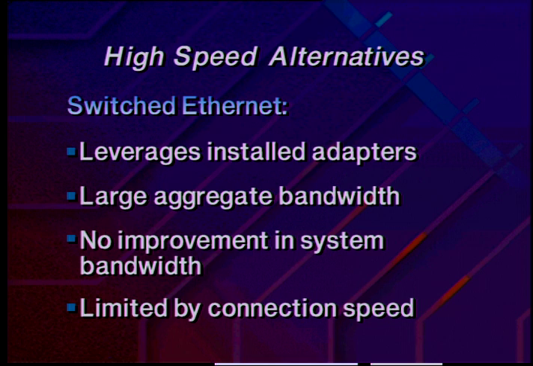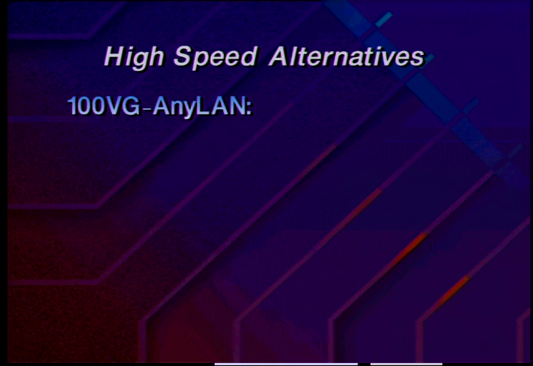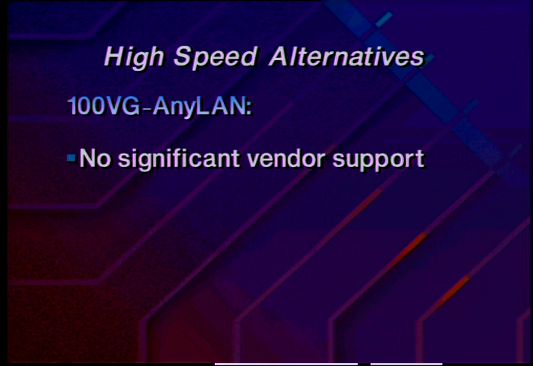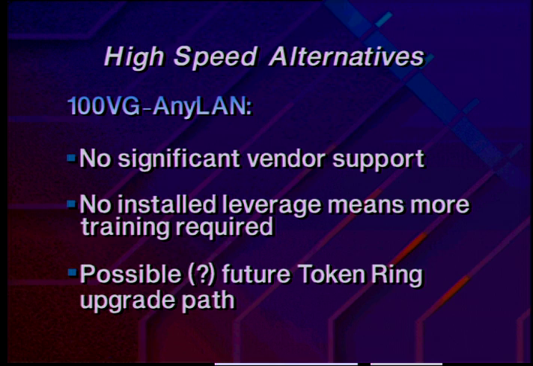Another alternative is 100 VG AnyLAN. This solution is sometimes referred to as fast Ethernet, even though the underlying media access has nothing to do with the CSMA/CD, which characterizes true Ethernet. At this point in time, VG AnyLAN does not have the significant vendor support enjoyed by 100 base T. Further, it does not leverage Ethernet as 100 base T does, so there will be greater amounts of training required to use it. Also, there is intent to use 100 VG to provide an upgrade path for token ring users. This makes its use in Ethernet networks a little more unclear than it might be.